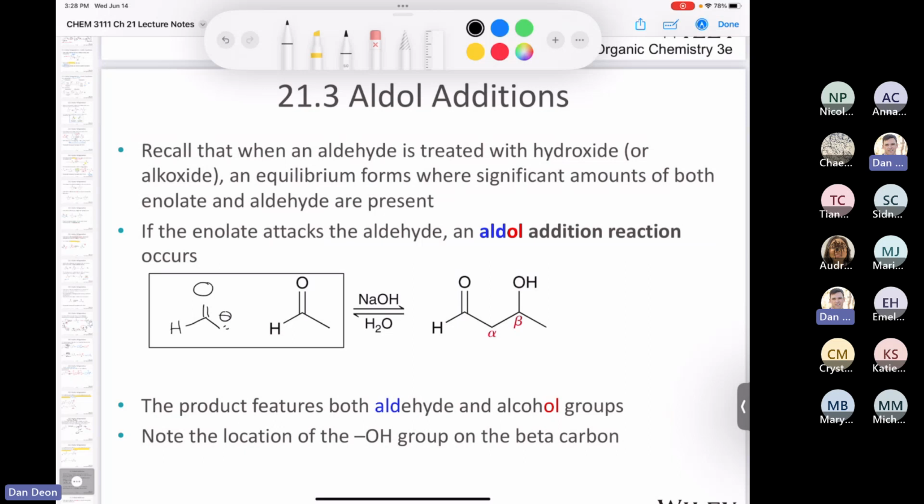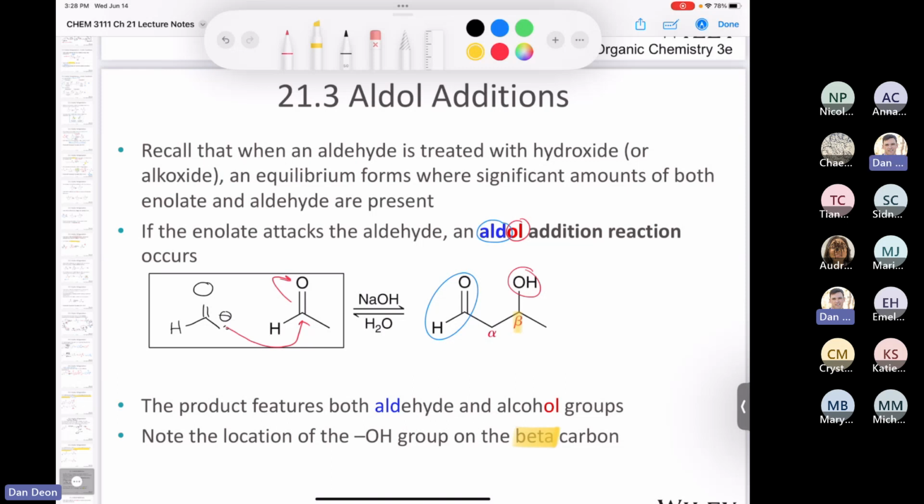So you can see what's going on here. The enolate is going to attack the aldehyde, and after you do a proton transfer, you're going to end up with this new compound that we call an aldol. Now you can see where the name comes from. The ALD comes from the aldehyde, and then we have an alcohol, so we have an aldol. Note that both of those functional groups are in here, and note the location of the hydroxyl: it is on the beta carbon. So the hydroxyl is on the beta carbon in an aldol.